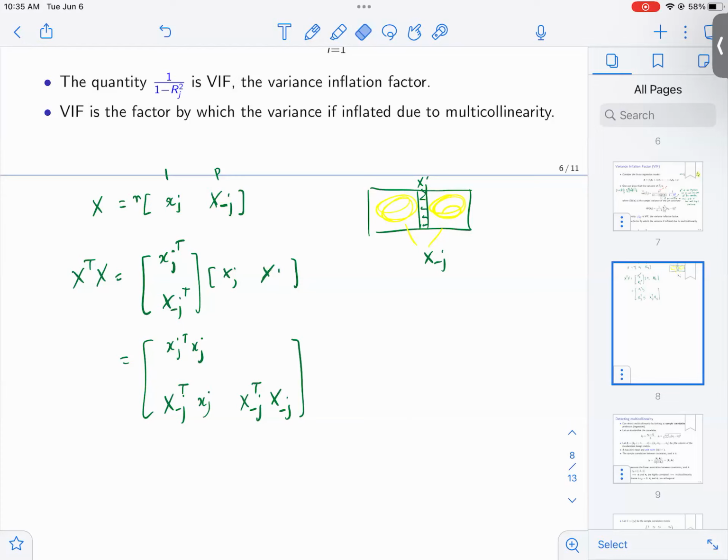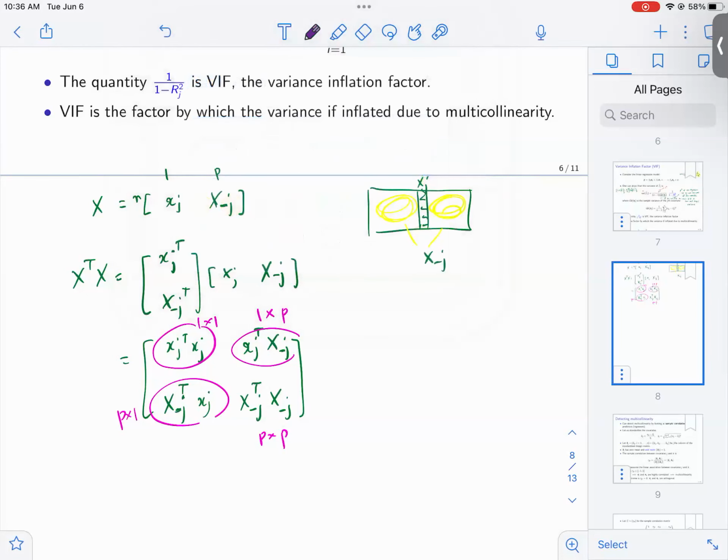Yeah, so let's do this. X minus j. This is going to be xj transpose x minus j, x minus j transpose times xj, and x minus j transpose x minus j. So that's that. This is 1 by 1, 1 by p, this is p by 1, and this is the transpose of this other term, and this is p by p. Okay, so I want to now invert this.